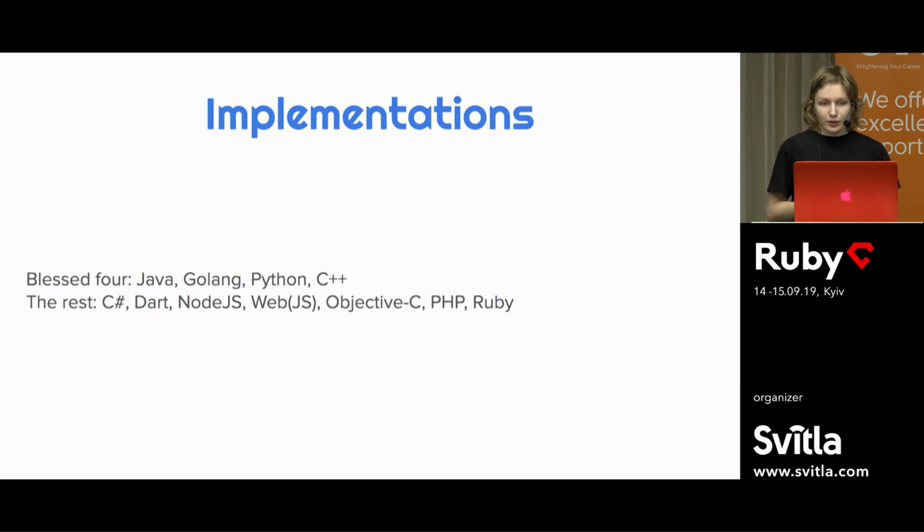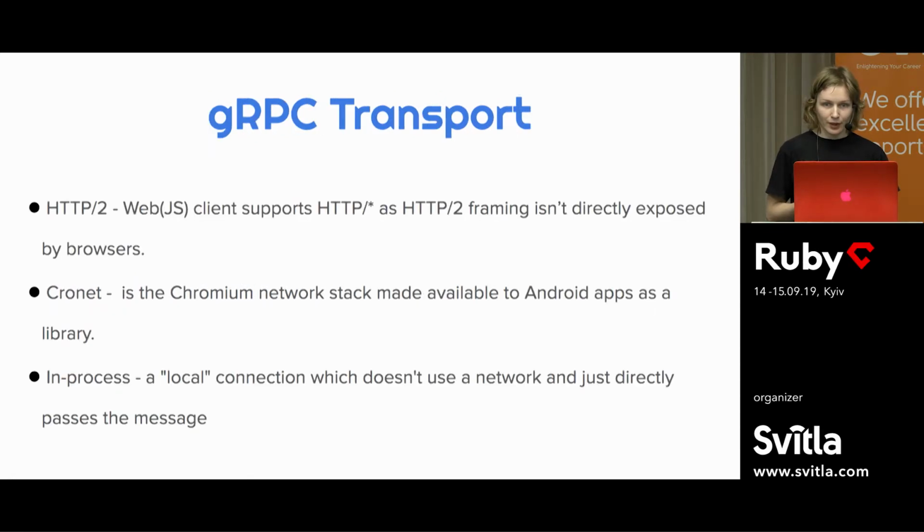And a quick note about WebJS. This means a client for browser. I previously told that an RPC framework implies usage of different technologies, and for transport, it provides the next options. So the first one and the default one is HTTP2, except for the WebJS client, because WebJS is supposed to run in the browser, and HTTP2 framing isn't directly exposed by browsers.